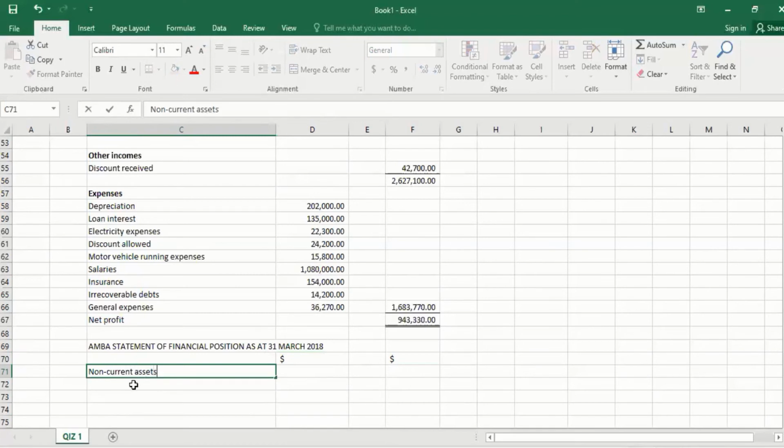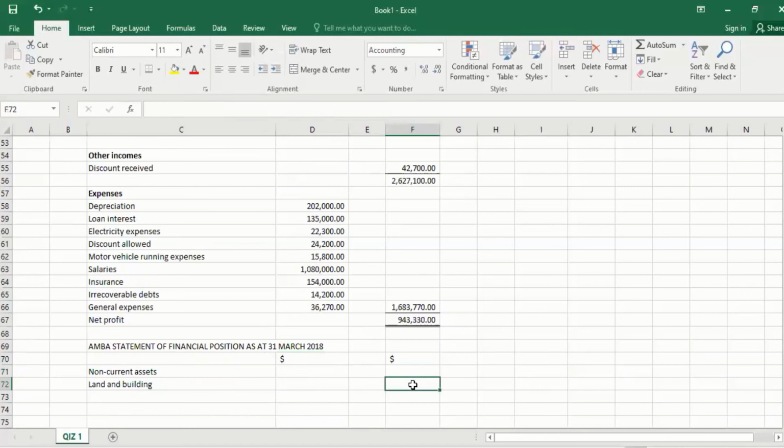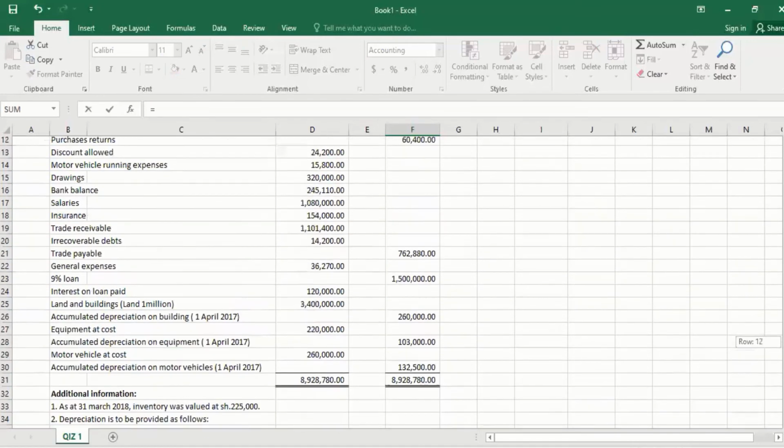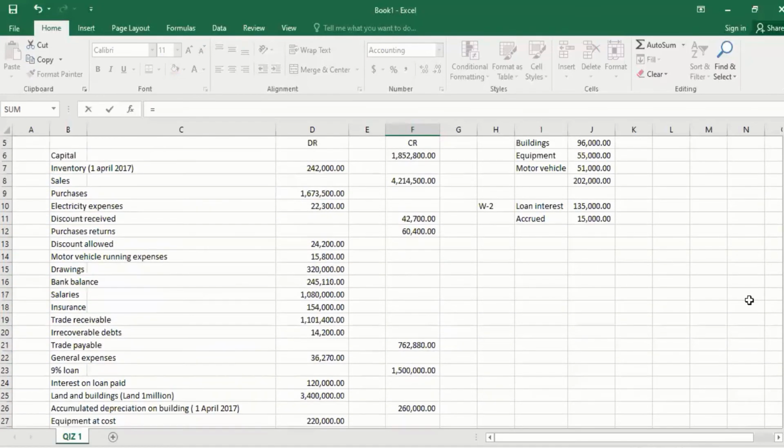And for non-current assets, we have land and building. Why non-current assets? Non-current assets are resources in business for more than one financial year. So they're called non-current, not recurring expenditure.